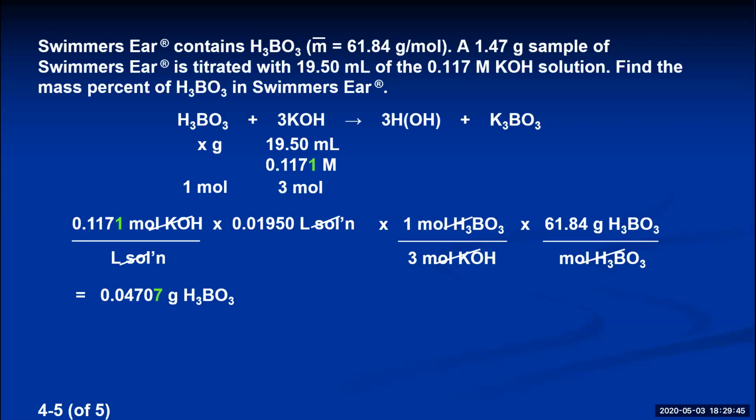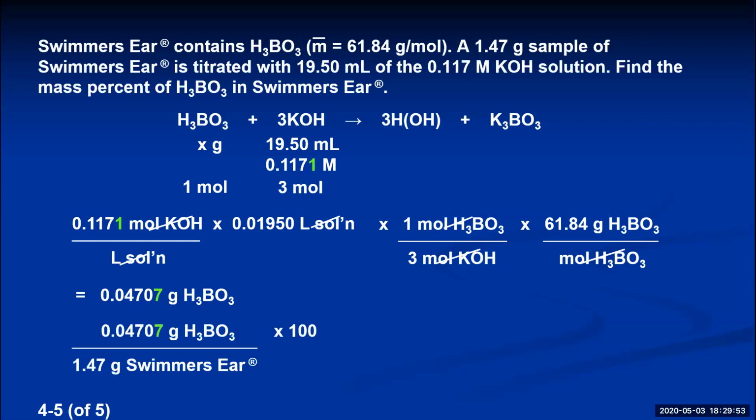The final answer is going to be the mass percent of boric acid in Swimmer's Ear. So to do that, we take the mass of the boric acid, divide it by the mass of the Swimmer's Ear, and that ratio multiplied by 100 will become a percent. Because our denominator is 3 significant figures, so is the numerator in this case actually, the answer will be 3 significant figures, and that comes out 3.20% boric acid in Swimmer's Ear.